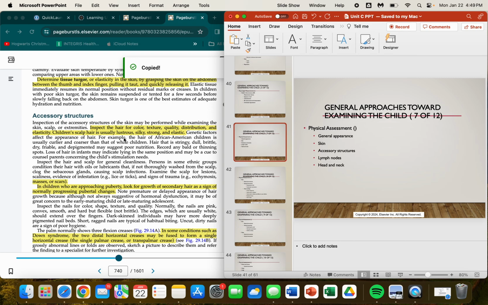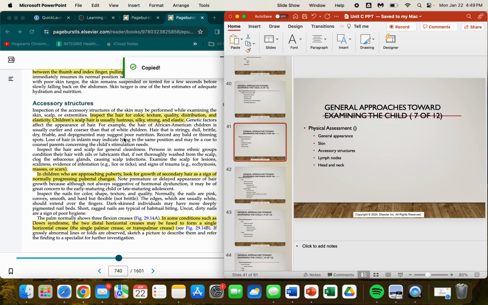Accessory structures. When we talk about that, we talk about skin, scalp, extremities. We obviously want to inspect the hair for quality. Just note if something's very off about that. In children who are approaching puberty, we want to ensure that they're having secondary hair growth, which should be a part of normal puberty changes. And obviously the absence of that would be something we would want to note.